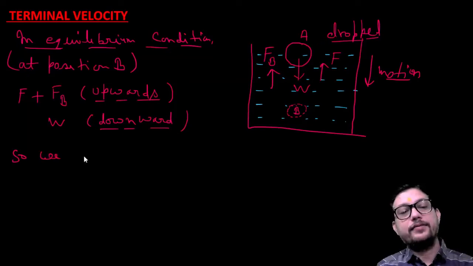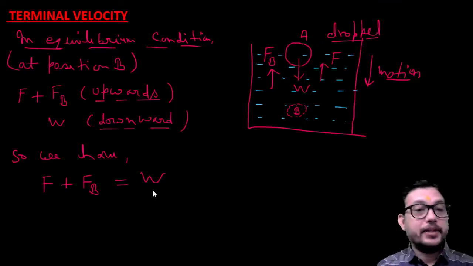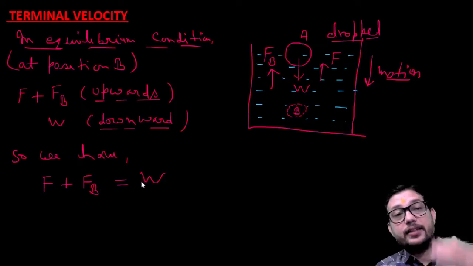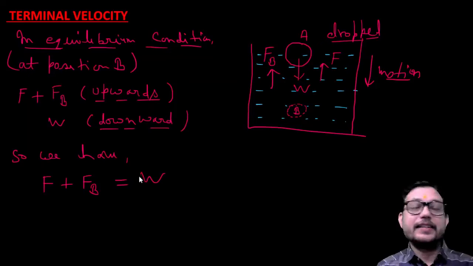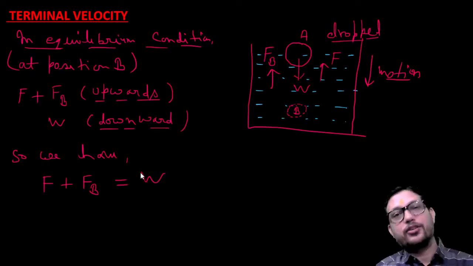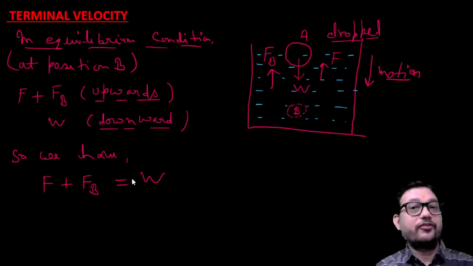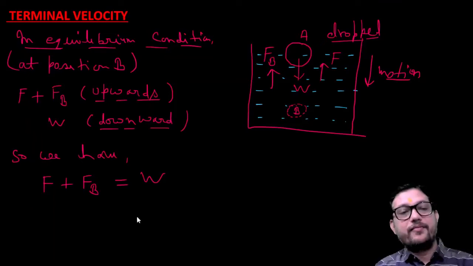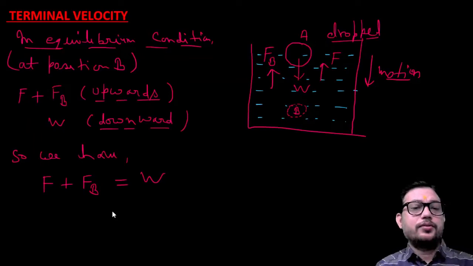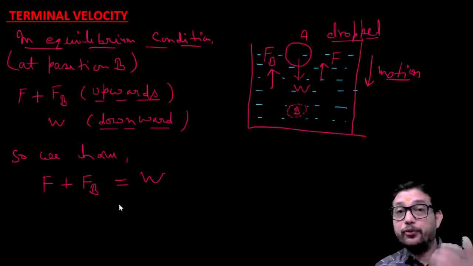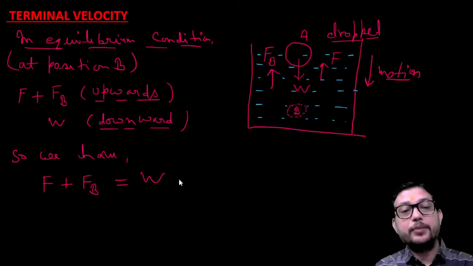So we have a final result, and the result is F plus FB, and that must be equal to capital W in the equilibrium condition. And when it is in equilibrium condition, then we can assume that the velocity will be terminal velocity or the final velocity. Okay, so what we have learned before, let this be equation 1 or equation A.